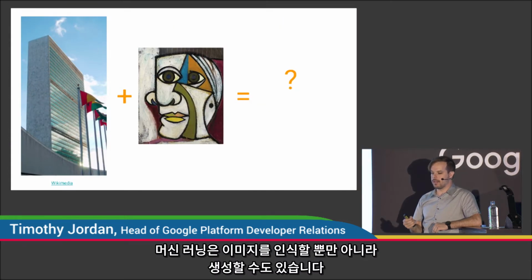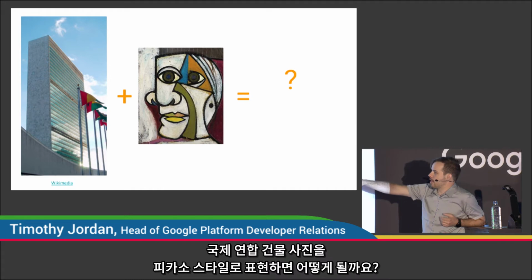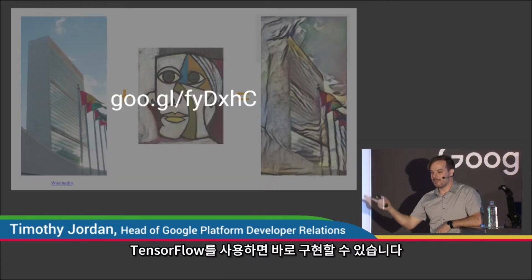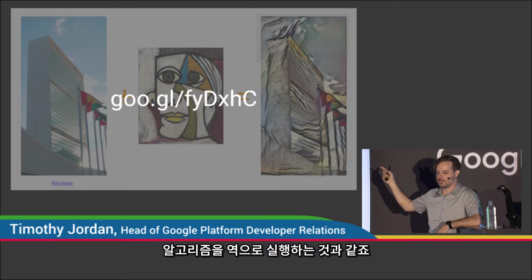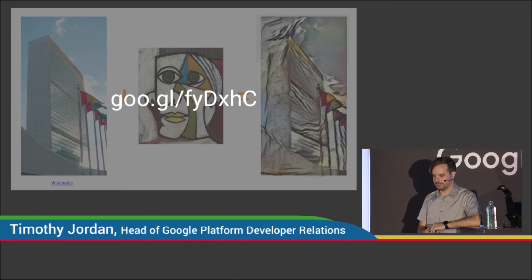Now, in addition to recognizing images, machine learning can also be used to generate them. Like, what if you tried to generate the image of the United Nations on the left, but in the style of Picasso? It might look like this. And by the way, you can do this with TensorFlow today. This is what happens when you run the algorithm backwards, so that instead of the machine learning algorithm telling you what it sees, it writes what it sees into the image.